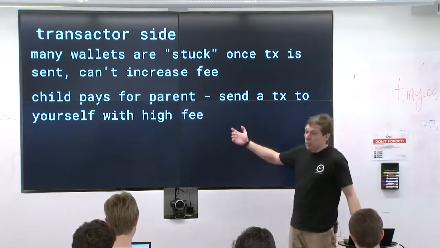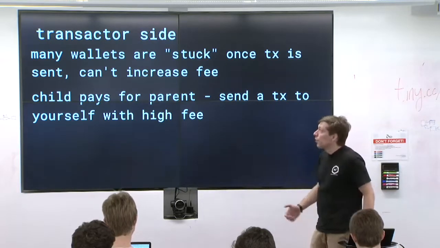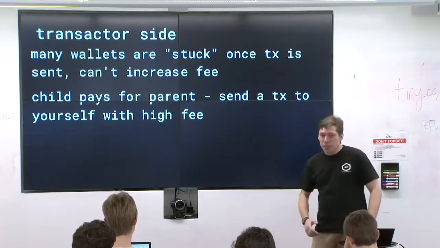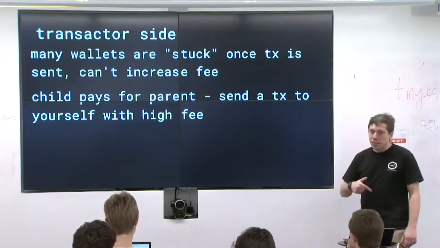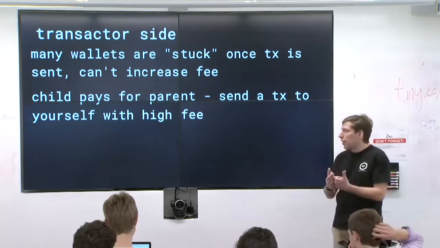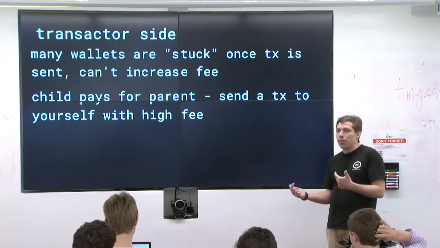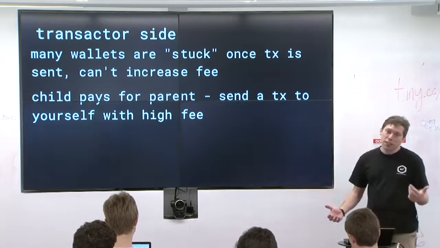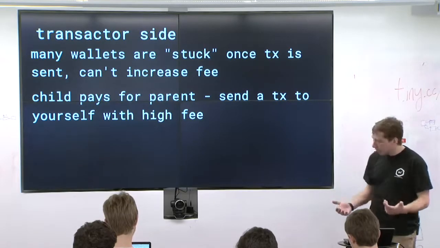So one way a wallet could deal with this is to say, okay, well, I'll do child pays for parent. This is actually a little bit easier software-wise, because you don't have to invalidate anything. You say, I'm going to send a transaction spending one of those new outputs that's not confirmed with a very high fee. Now the average of the two will be high enough, maybe it'll get in.